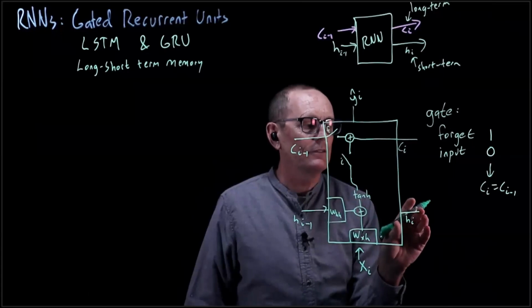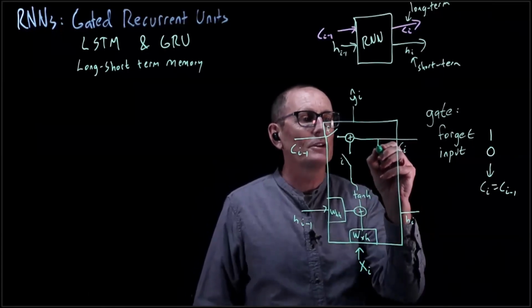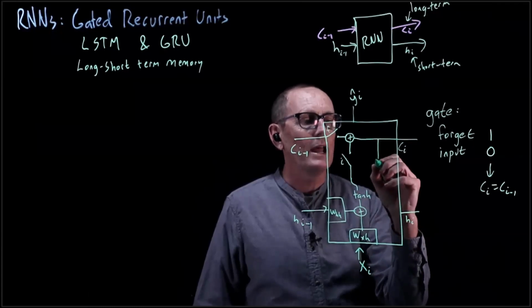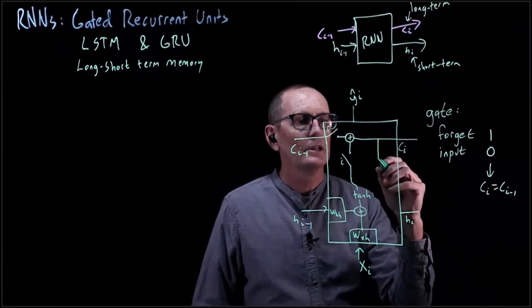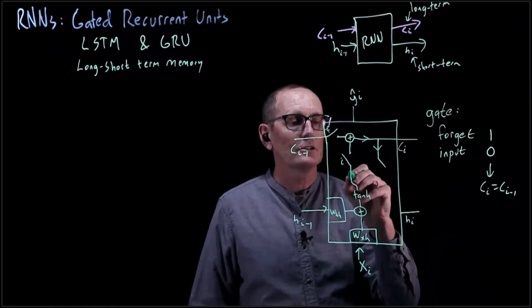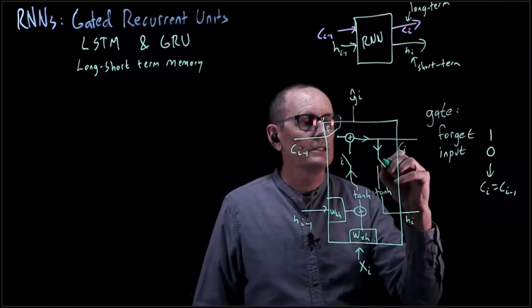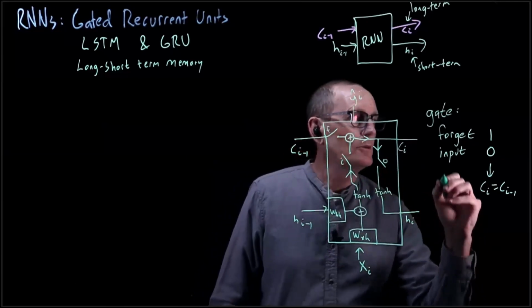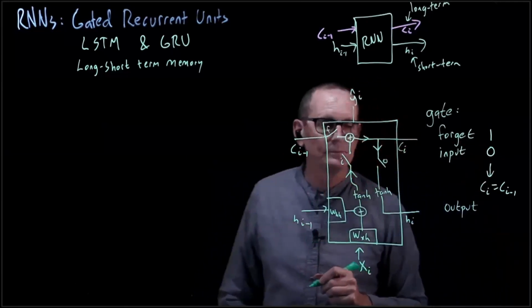And finally, we need to figure out how to calculate h sub i. So h sub i comes from our previous c sub i. So we have another gate. I'm going to just put some arrows here to make sure we understand the direction things are going. So this is the output gate. So we have a forget gate, an input gate, and an output gate.